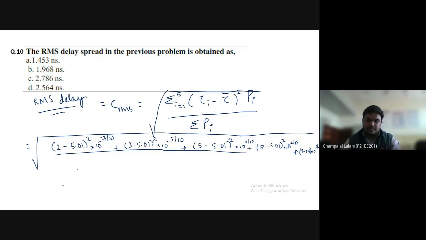upon sigma P i. You remember sigma P i, which in the previous section we got as 1.893. You solve this.